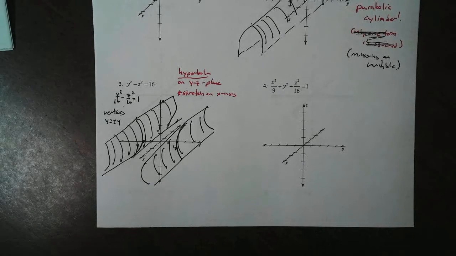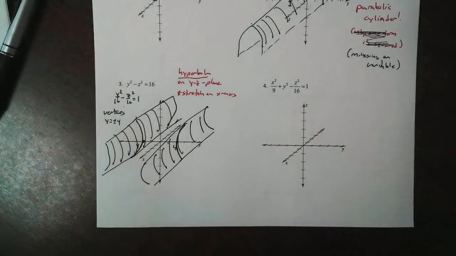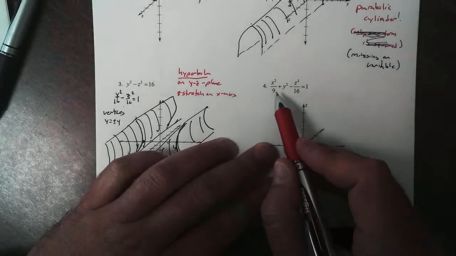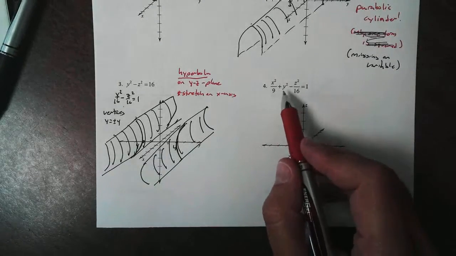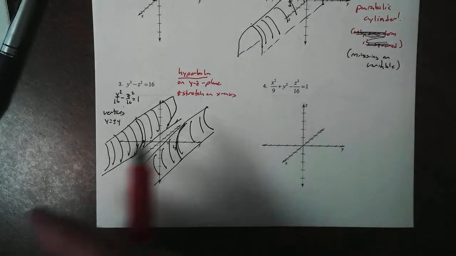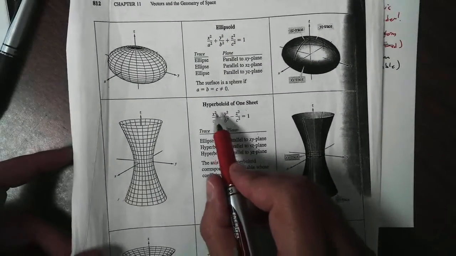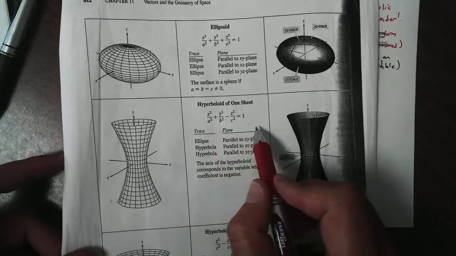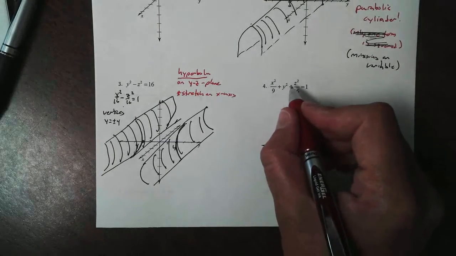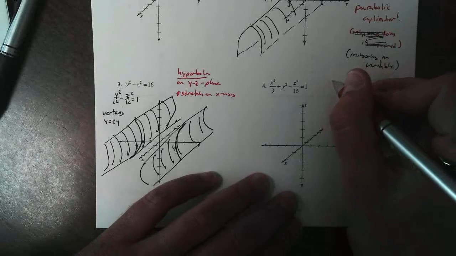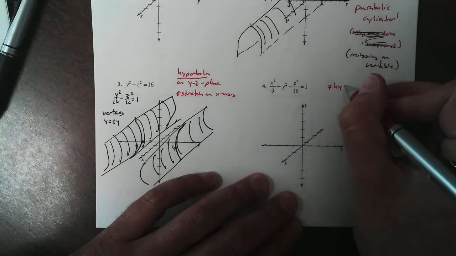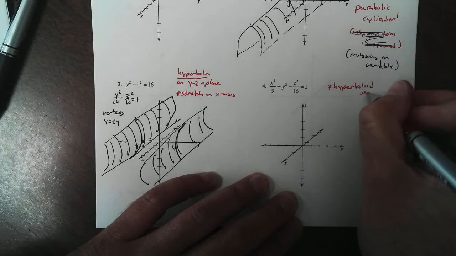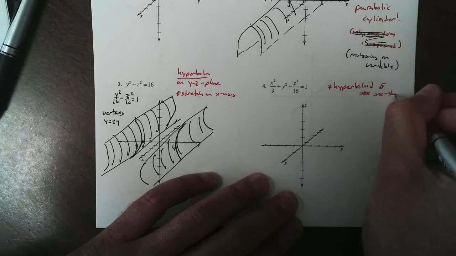Okay, so the next one we're going to take a look at. Now we get to some really cool ones, so you want to know how to graph all of these. For the next one, let's identify the shape. First thing I notice is that two are squared, one is not squared, and there's a minus there. So that's my hyperboloid of one sheet. x squared plus y squared minus z squared equals 1. That's the first thing we want to know, that this is a hyperboloid of one sheet.